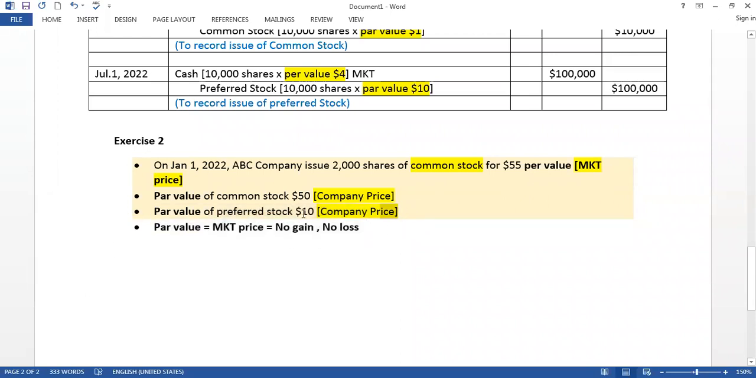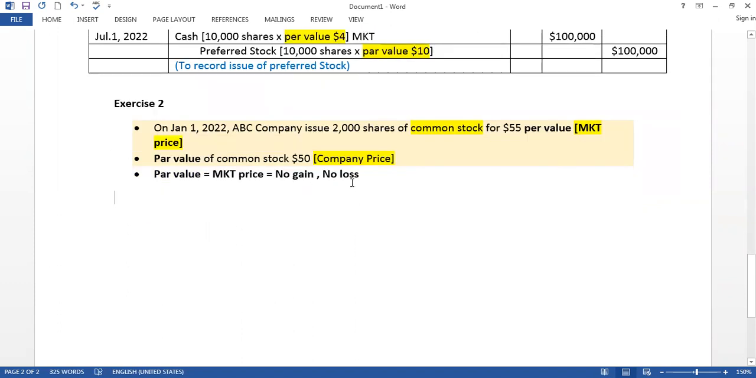Think up to here. This is the information. On January 1st, 2022, ABC company sells 2,000 shares of common stock for $55. This is the market price, right? But what is the company rate? The company price, that means the par value, is $50, right?